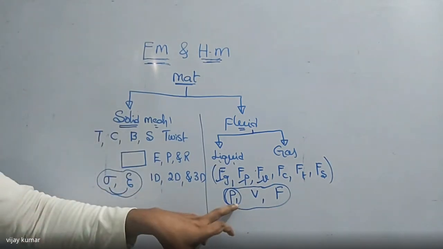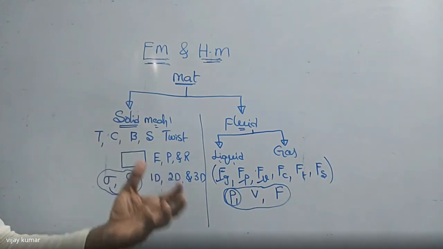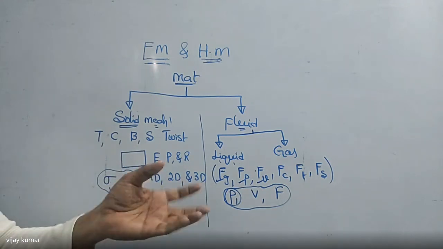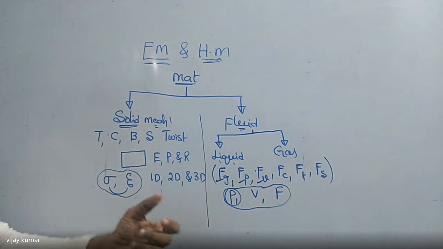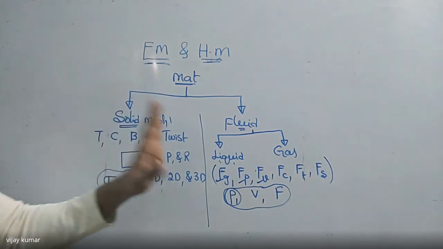After calculating pressure, velocity, and force on a fluid, I want to apply those formulae or equations. What are the equations we have? Continuity equation, impulse momentum equation, Bernoulli's equation, and moment of momentum equation. I can apply these equations on different types of devices. I can find the work done by the system, the power developed by the system, and the efficiency of the system very easily. So this is the basic difference between solid mechanics and fluid mechanics.